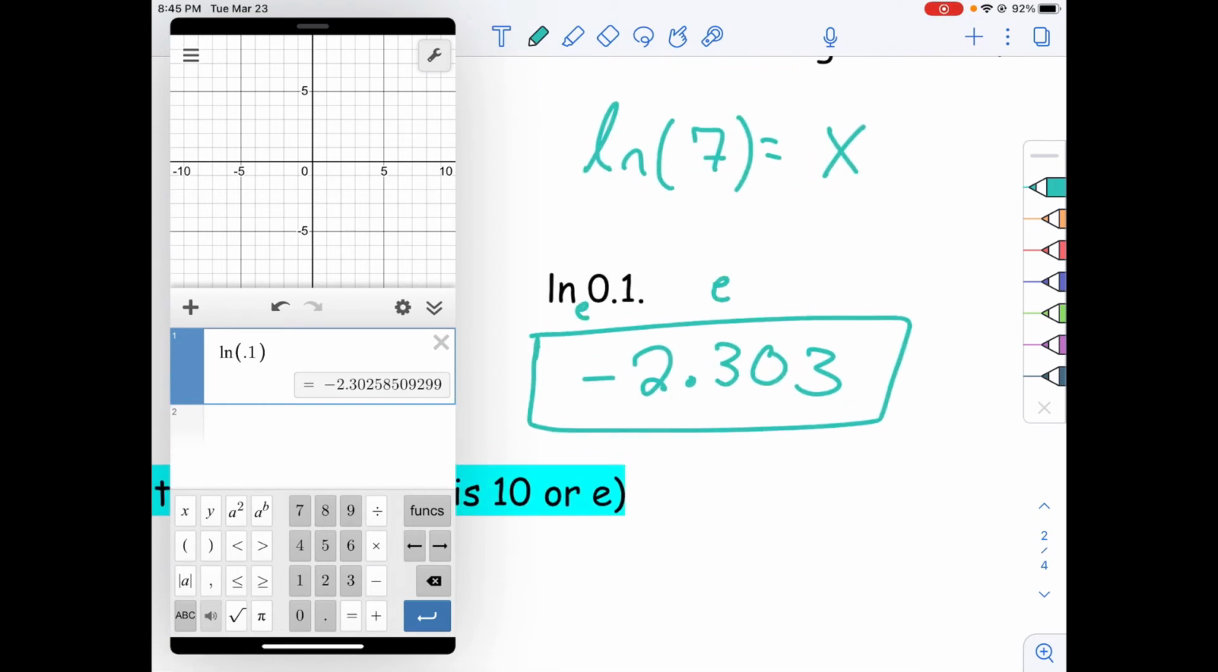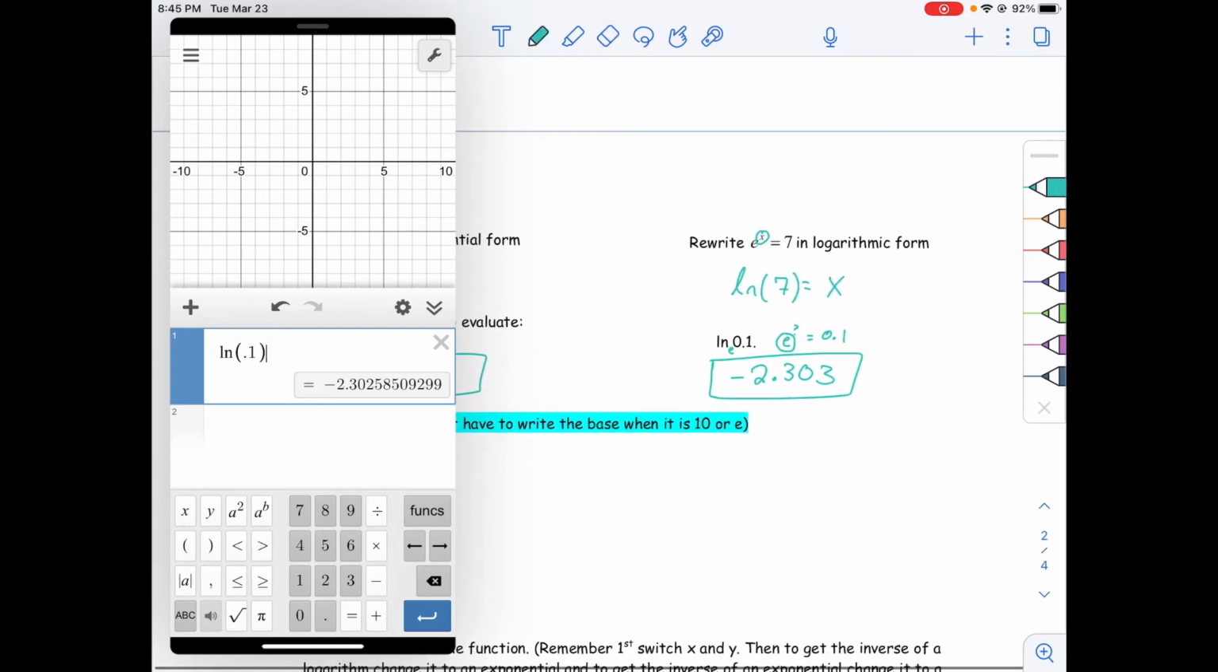Why should it make sense? Because the base is e. This is asking us e raised to what power gives us out a decimal smaller than 1. Right? Well, it has to be negative because e is bigger than 1. We need to make it 1 over e at least, right? So that's the negative.